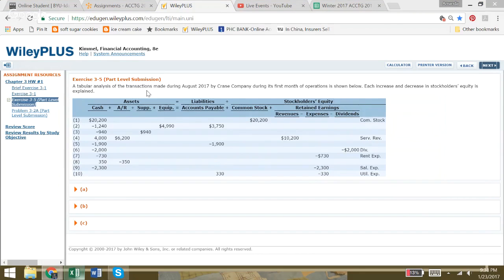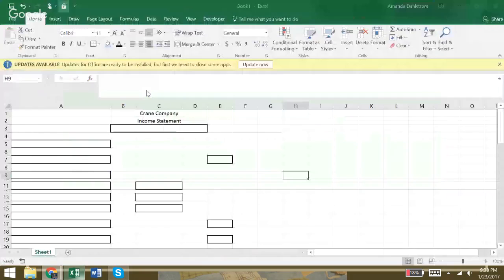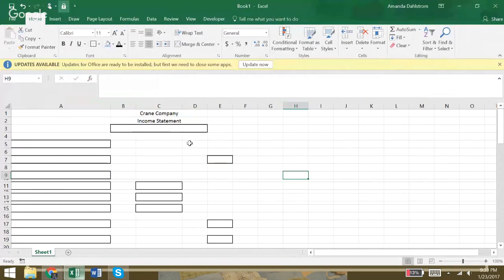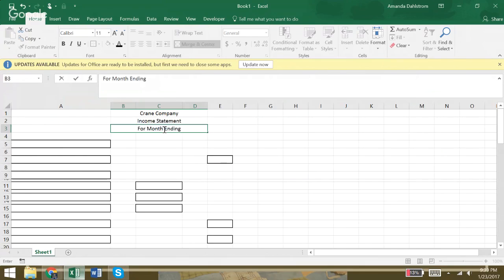So I've gone over here in Excel and I've created kind of a mock-up. For our income statement, the first thing we have is our header, which is the company, the title of the statement, and then we're going to put for month ending August 31st, 2017. Because for income statements, we put a time period.